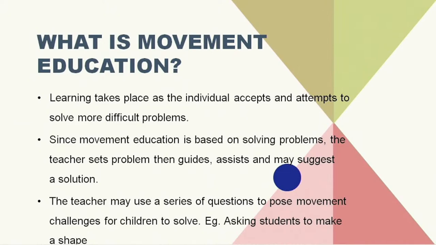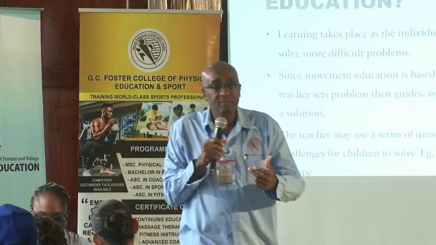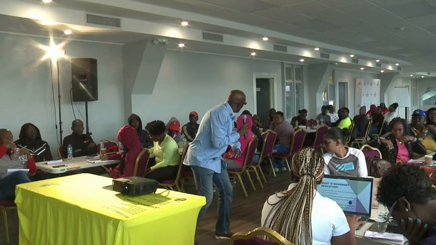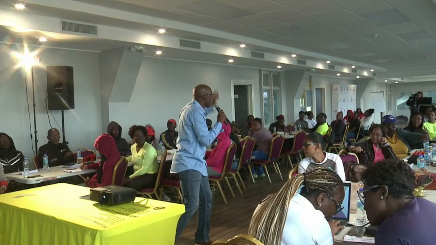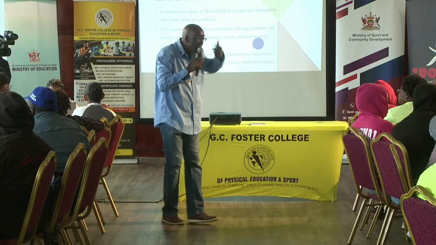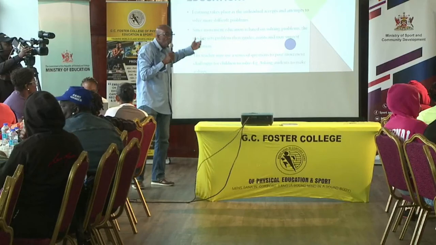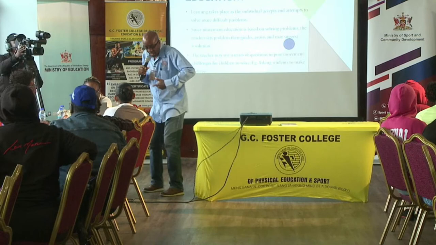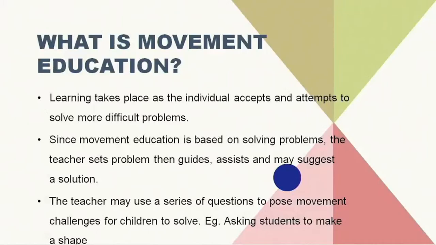I'll go back to what I just said to you, that we possibly would have had the way we are supposed to stand in the batting stance, but there are some batsmen who do not have the correct, and I want you to put correct in open and close quotation, open your minds to say, because he's not standing in the correct positional stance doesn't necessarily mean that he can't perform. So the problem solving, the child or the athlete or whomever must be able to reason in his own head, what is it that makes me comfortable, makes me able to do what I'm supposed to be doing. Now, the teacher may use a series of questions to pose movement challenges for children to solve. Example, asking the students to make a shape.